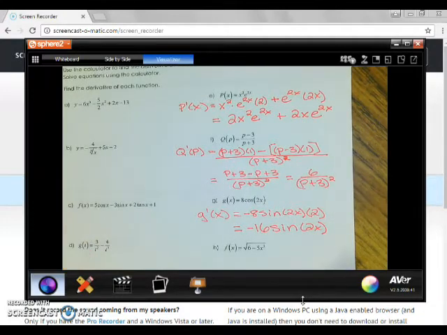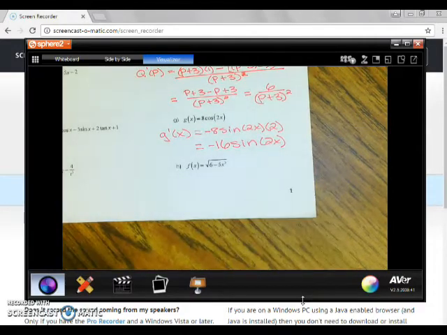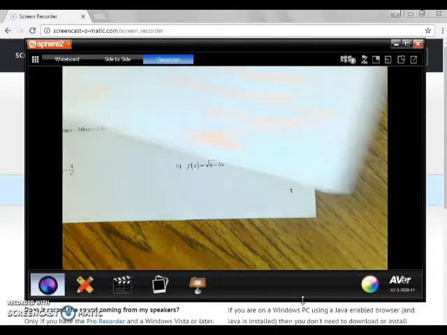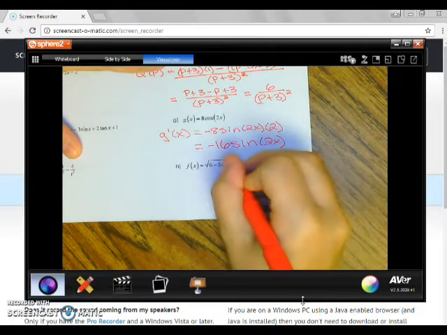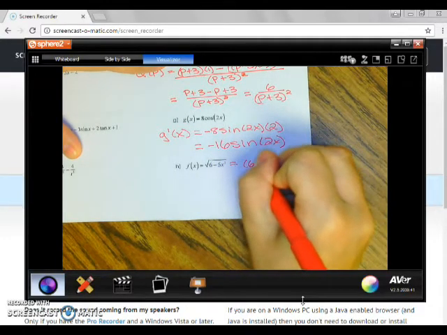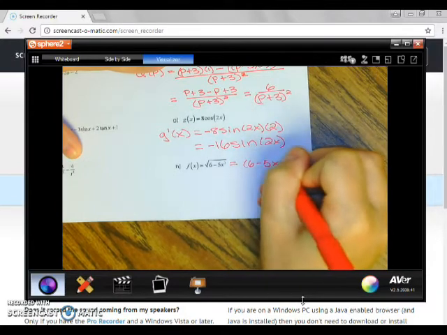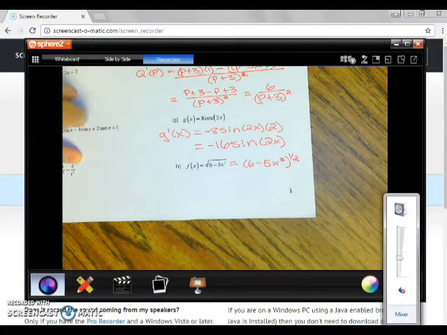And for the last one in this column here, let's see, this will be another chain rule, but you have to kind of rewrite it first. So this one has a few lines of work to it. I'm going to say that that is equivalent to 6 minus 5x cubed, that raised to the 1/2. Whenever you see the square root, you should be thinking that something is to the 1/2 power, okay?